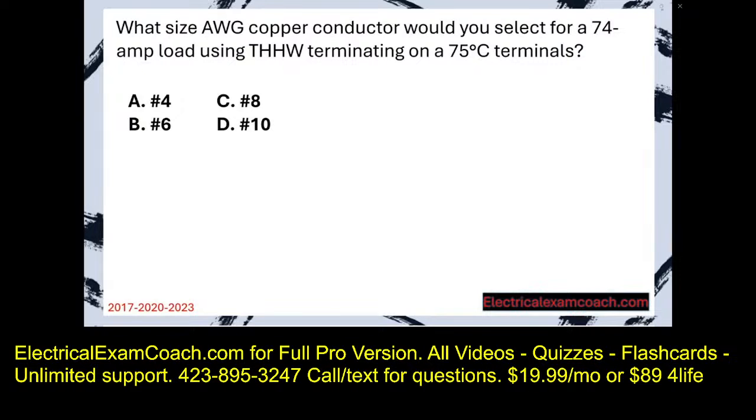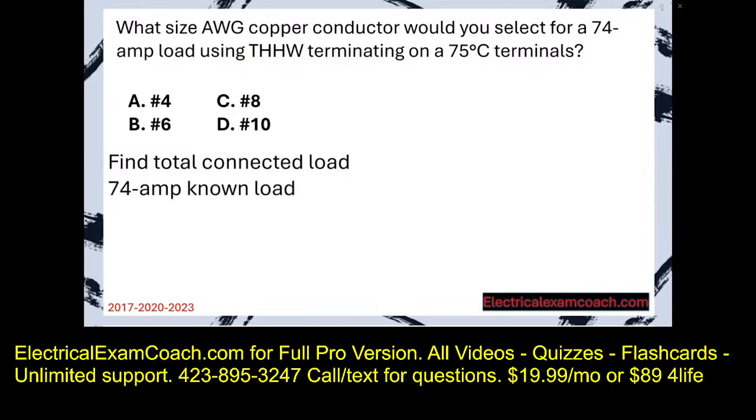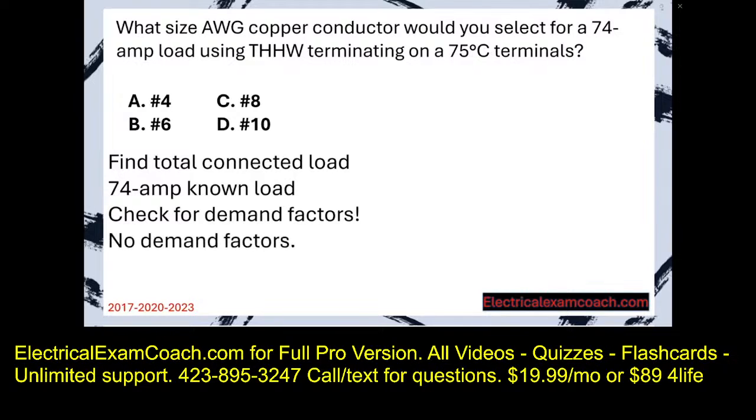What size AWG copper conductor would you select for a 74 amp load using THHW terminating on 75 degree C terminals? Step 1, find the total connected load. It's 74 amps. Now, let's check for demand factors. Well, in this case, there's no specific pieces of equipment and there's no continuous load, so there are no demand factors. And we have to remember that our wire must meet or exceed the known load.